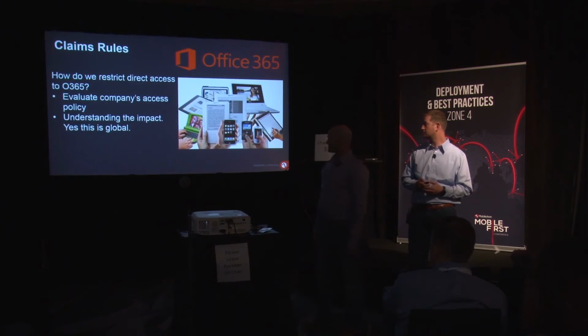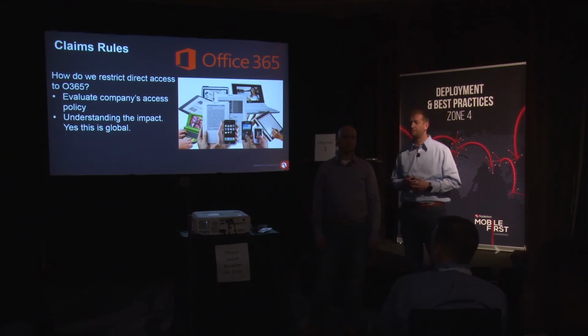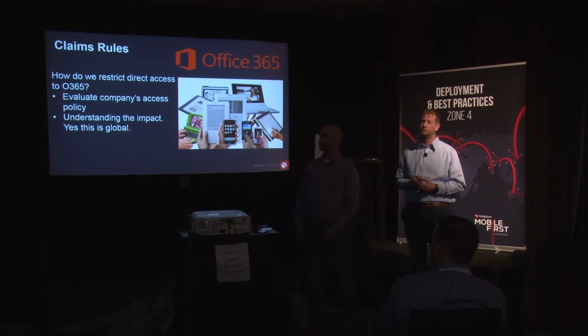So a little bit on claims rules. First thing you're going to really need to do is evaluate your policies. What type of traffic are we looking to block here? I mean, are we only going to allow ActiveSync coming from the Sentry?